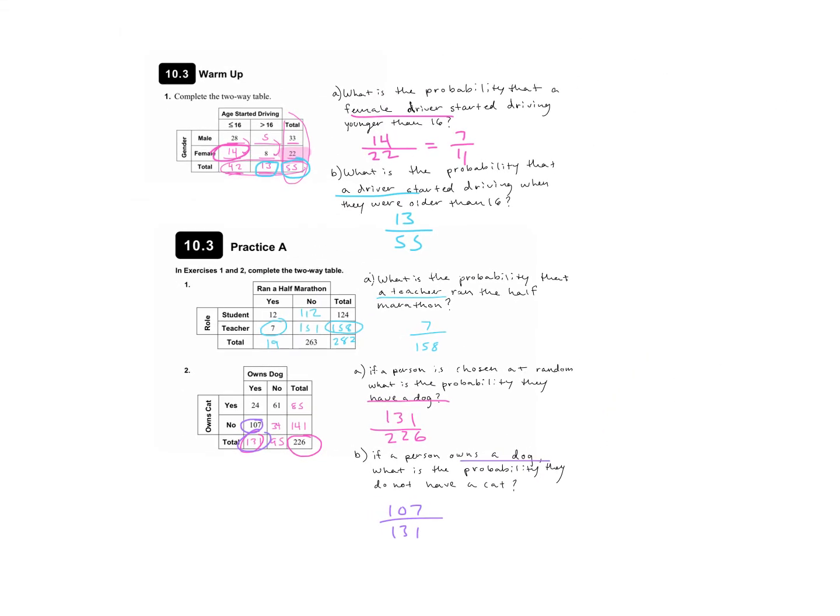And that's 10.3. On to 10.5. So in exercise 1 through 3, which is just 1 and 3, find the number of ways that you can arrange all of the letters and 2 of the letters.